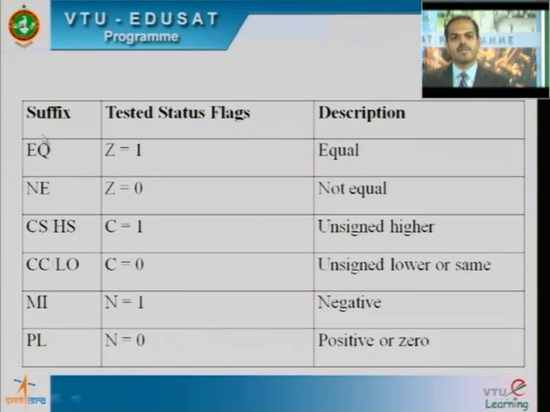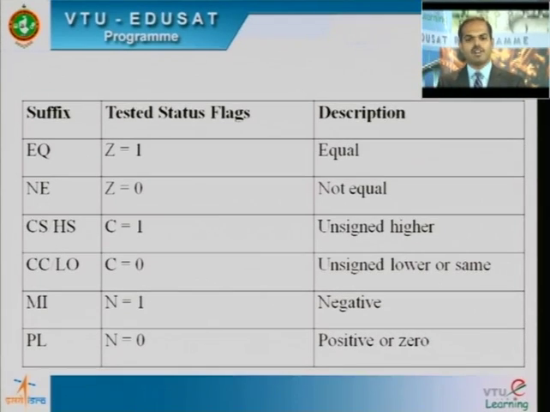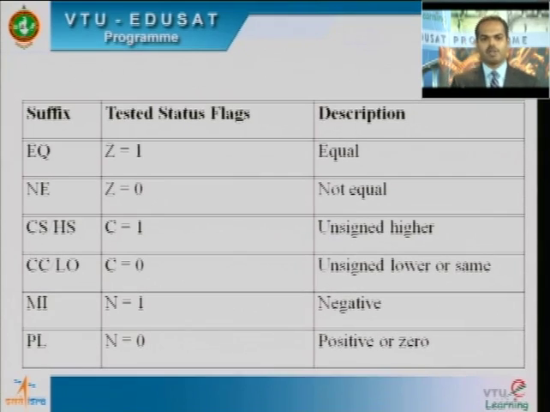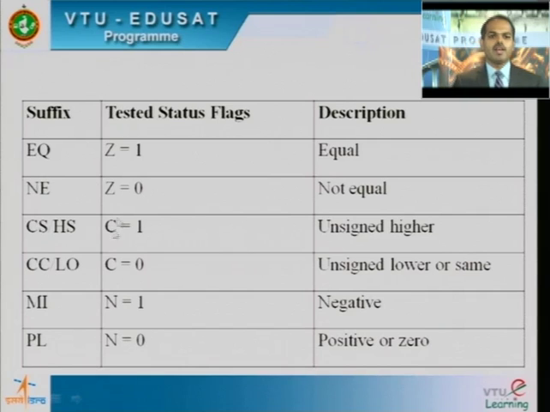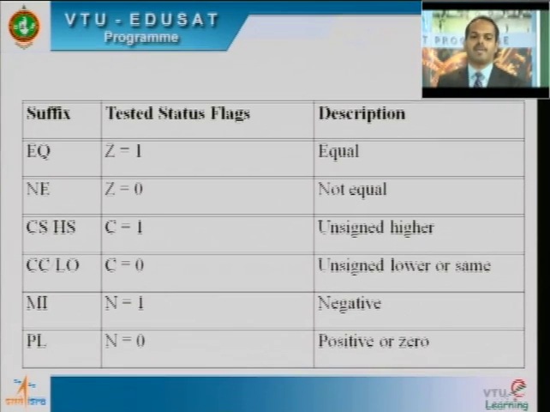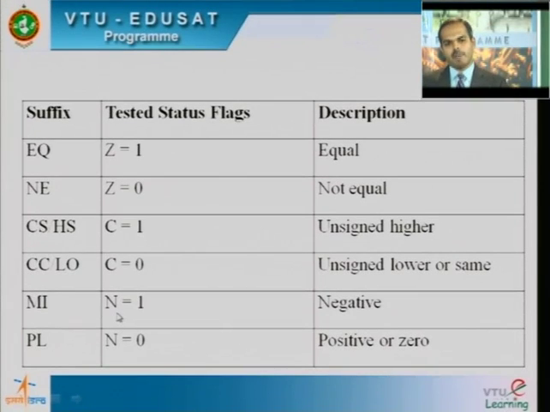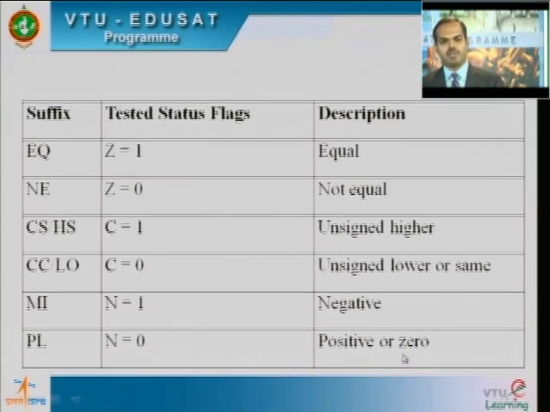Just to repeat or conclude this slide, the EQ condition stands for equal, that is Z equal to 1. NE, not equal, stands for Z equal to 0. Then there is unsigned higher, which is carry equal to 1. When we subtract two numbers, if we get a carry, that means the number is higher. And the unsigned lower or the same: when we don't get a carry, there are two possibilities, the number is small or it is the same. MI stands for minus, when N equal to 1, that is negative. PL stands for plus, that is N equal to 0, positive or 0. The N flag is just a representation of the MSB of a given number.